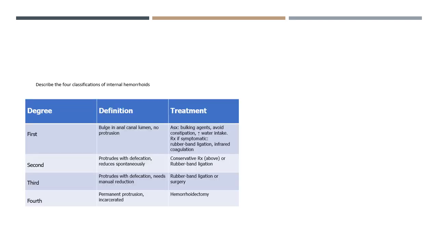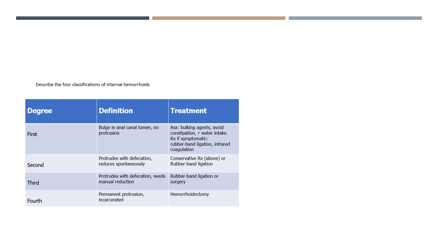Describe 4 classifications of internal hemorrhoids. You're going to have first, second, third, and fourth degree. First is when there's a bulge in the anal canal lumen, however there's no protrusion. This is the easiest one. Remember, these are all for internal hemorrhoids. Second degree protrudes during defecation, however it goes back spontaneously. So they each kind of progress.